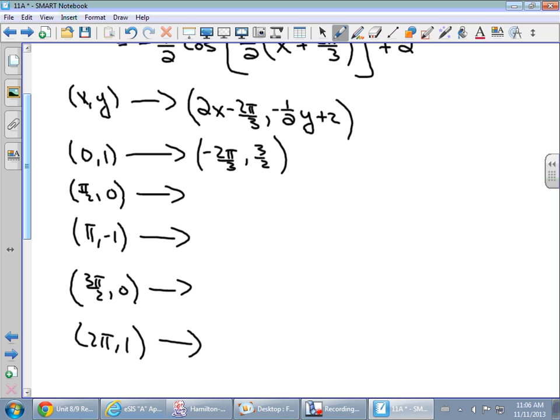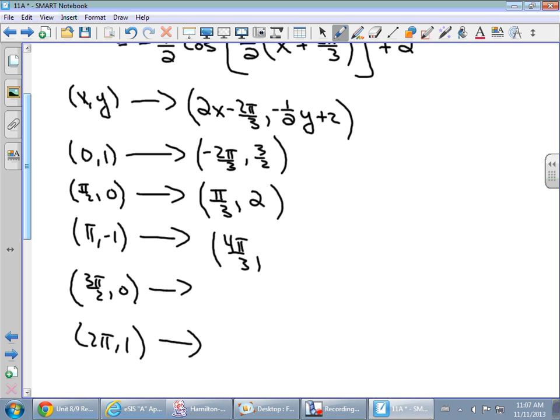Substituting pi over 2 in, pi over 2 times 2 is pi. Pi minus 2 pi over 3 would be pi over 3. Substituting 0 in, I'll get 2. So basically, if you've done the first part correctly, what would I have to add to negative 2 pi to get to pi? Right, so if I add 3 pi to the top, the next one should be 4 pi over 3.